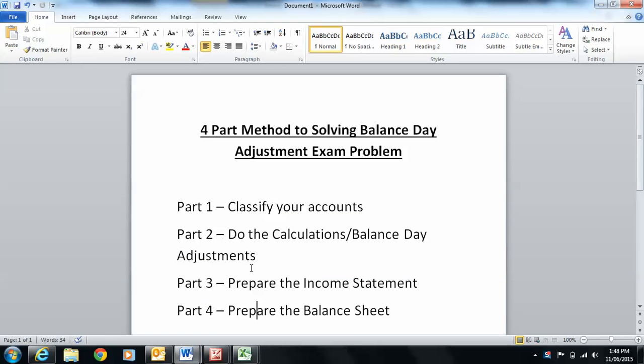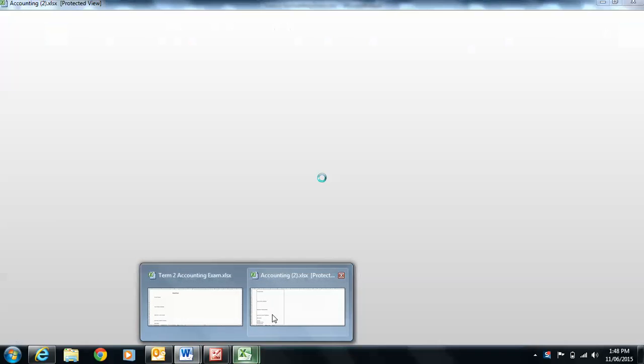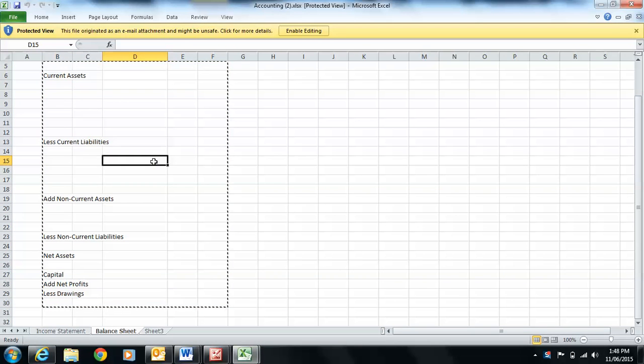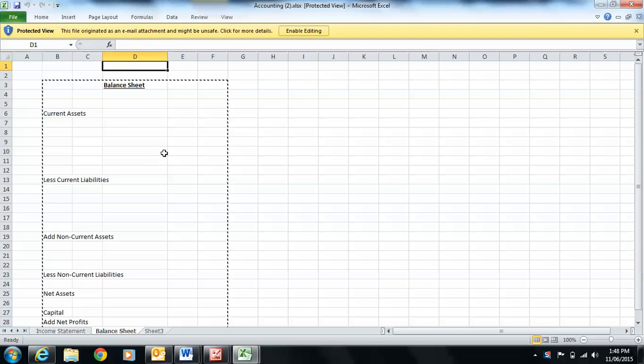We're now on to the fourth part of solving the balance day adjustment exam problem. And that's it, we've got to prepare our balance sheet. And you're going to be given this template.